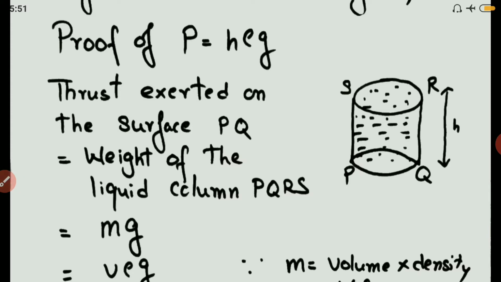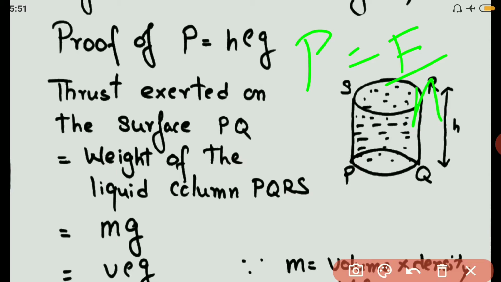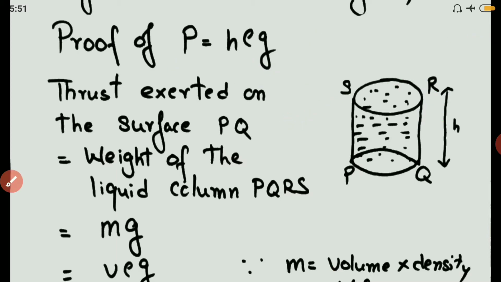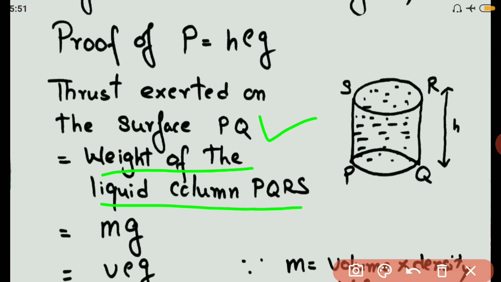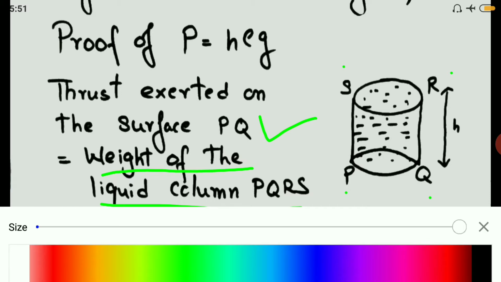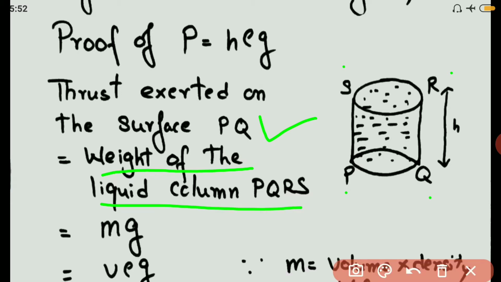Pressure should be equal to thrust upon area. So let us try to find the formula P equals h rho g with the help of this formula. Now the thrust exerted on the surface PQ, because I need to calculate thrust in order to calculate pressure, should be equal to the weight of the liquid column PQRS. The weight formula will be mass into acceleration due to gravity, that is m into g.